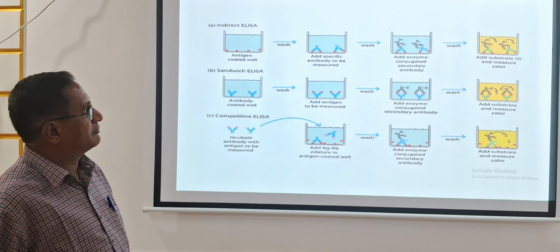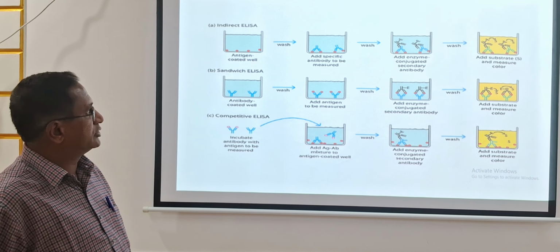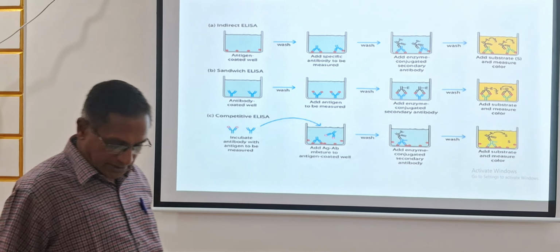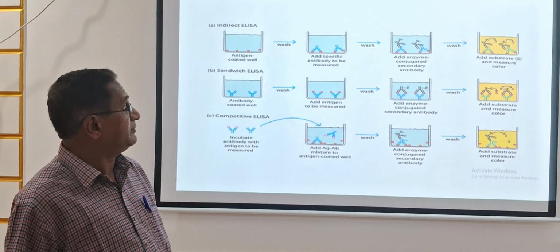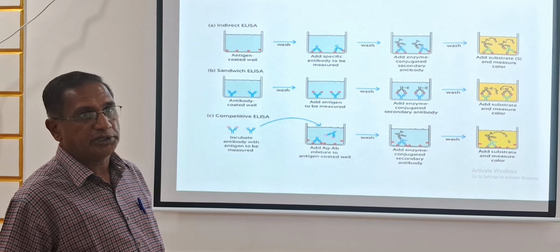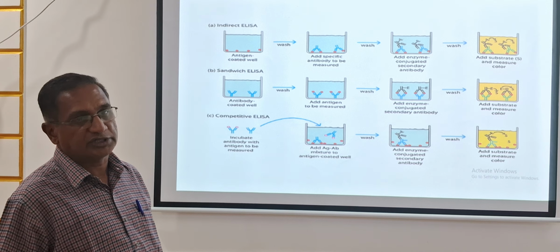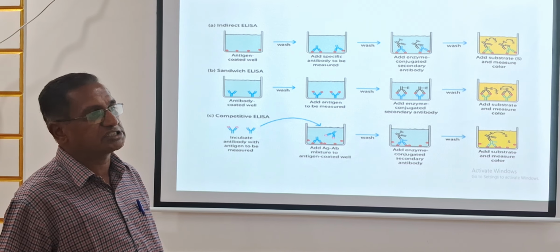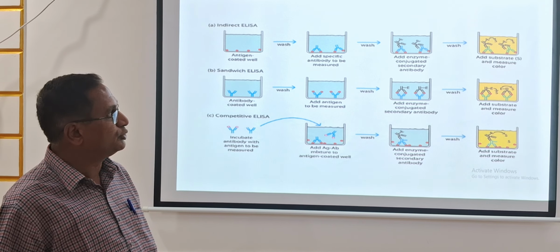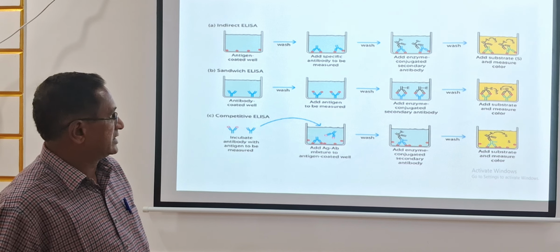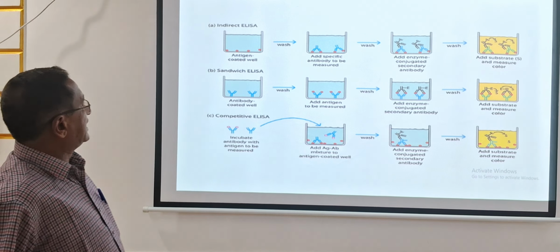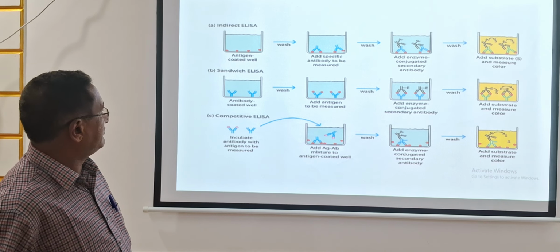After that, it is washed with the solution. Then we add the enzyme linked conjugated secondary antibody. Then we use the substrate, a chromogen substance that is converted, giving a color change. That one is the indirect ELISA method. The second one is the sandwich ELISA method.